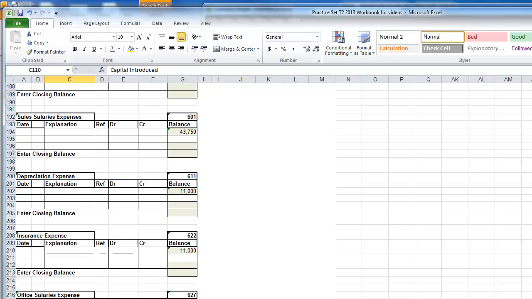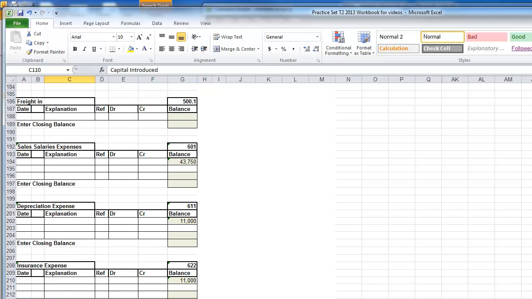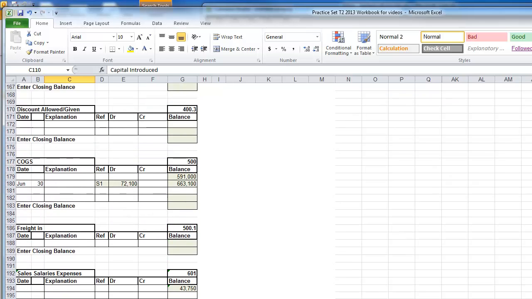Drawings is a temporary account. Then all the revenue and expense accounts are temporary accounts. And so they come in the order of sales and any items related to sales, contra accounts, then expenses and any items related to expenses. In the middle of those is COGS, cost of goods sold, which is typically going to be the first expense item. In some ways it has the nature of a contra revenue, but we treat it here as the first expense.